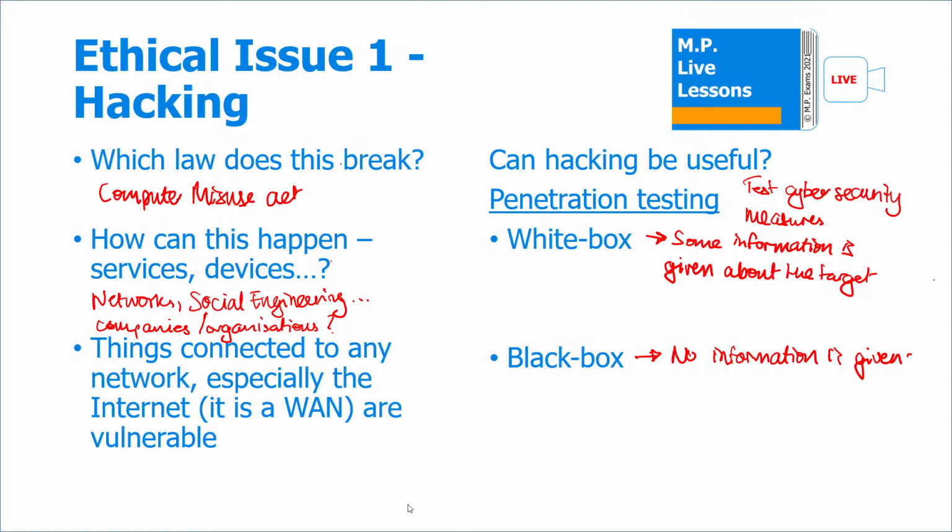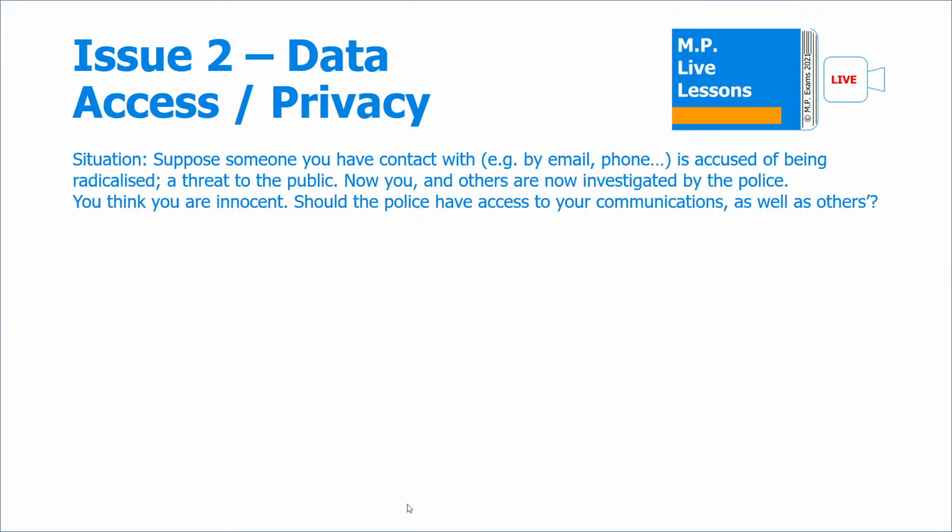Another ethical issue we're looking at is data access or privacy. So here's a situation. Someone you have contact with, let's say by email or phone, is accused of being radicalized, like in a terrorism way. So that means they're a threat to the public. Now you and others connected to this person are being investigated by the police. You think you're innocent, but should the police have access to your communications as well as others?